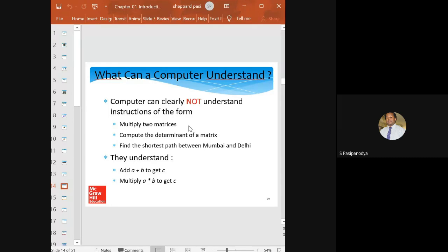So most computers clearly cannot understand instructions of the form, for example, matrices. Do you remember matrices from our Form 1 mathematics? 0, 1, 0, 1, 1, 0, 1, 0. And we tell it to multiply that. It won't be able to understand. We look at a simple instruction such as: find the shortest path between Catholic University and Harare CBD.